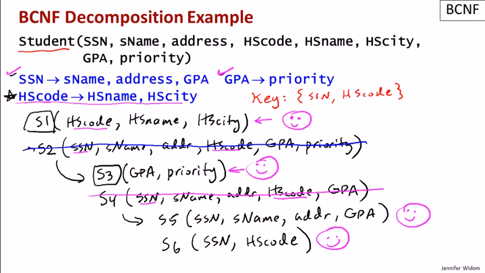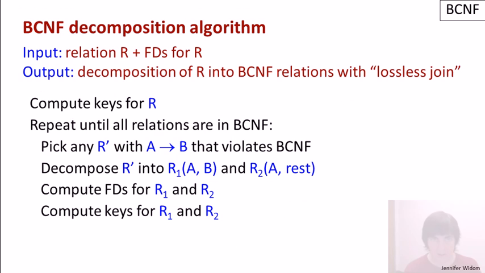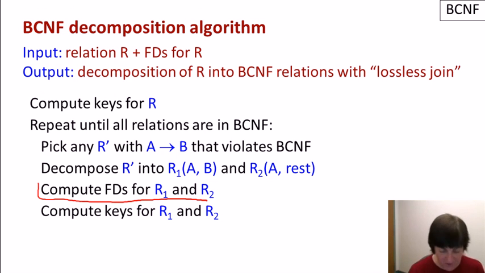It contains four relations: S1 with the information about high schools, S3 with the information about GPAs and priorities, S5 a student with their name, address, and GPA, and S6 a student with the high school they went to. And if you think about it, this really is a good schema design, and it's what's produced automatically by the BCNF decomposition algorithm using our functional dependencies.